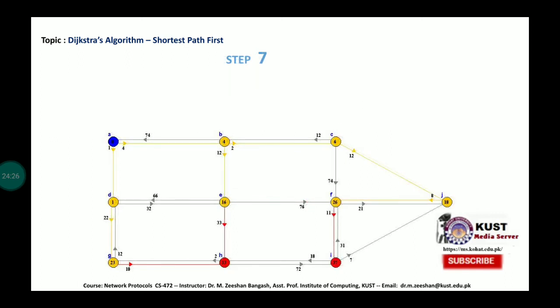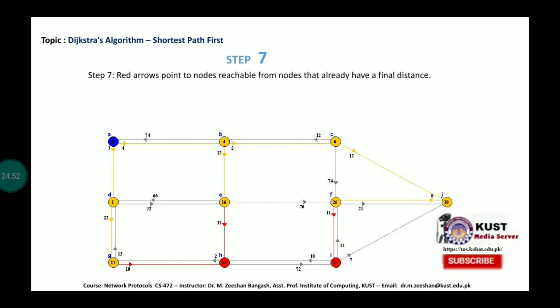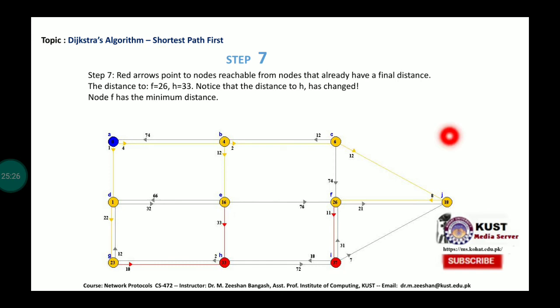Now, here G has been color coded, and from here the red arrows are from E to H, and from G to H, and similarly from F to I, and from H to I. So if we repeat the same step, the red arrows again point to the nodes that are reachable from nodes that already have a final distance. If you calculate, the distance to F is 26, and for H it is written as 33. We have to note that the distance to H has changed, it has been updated, and now node F has the minimal distance.